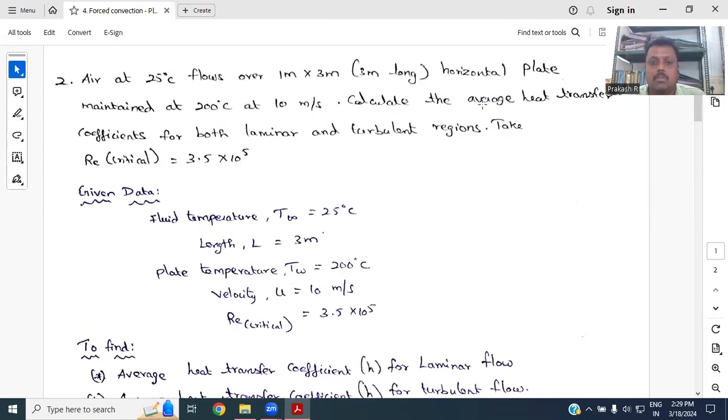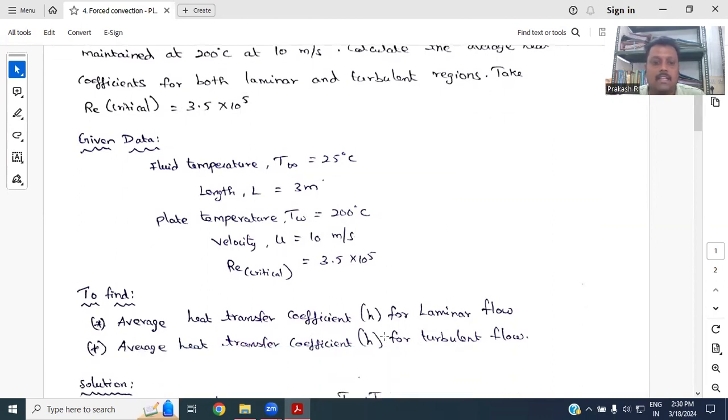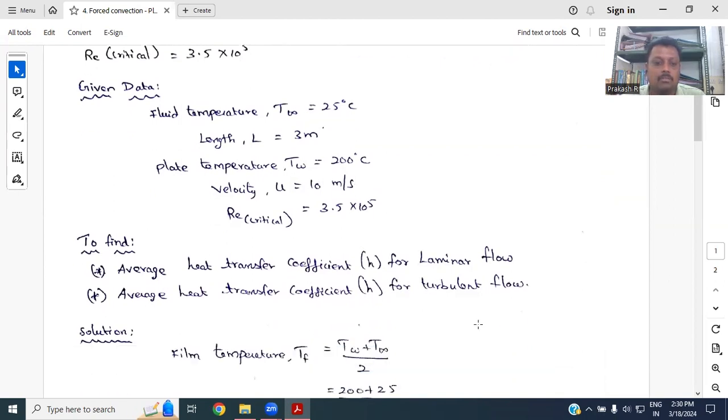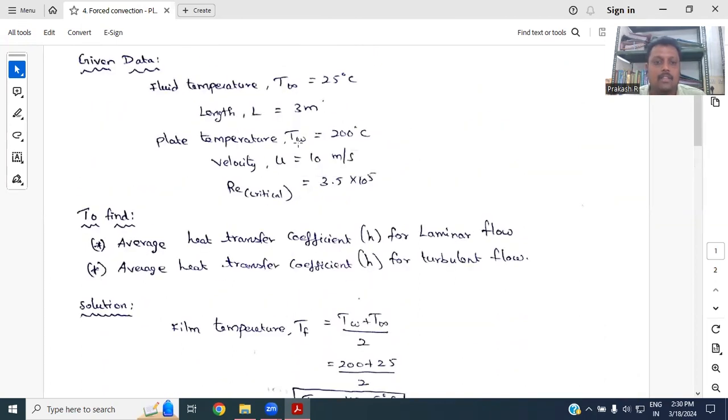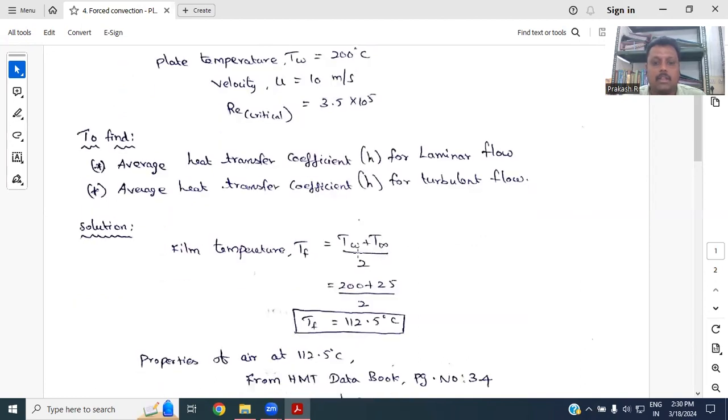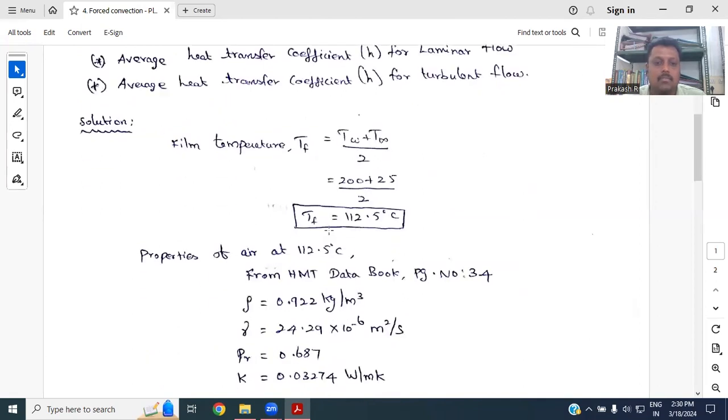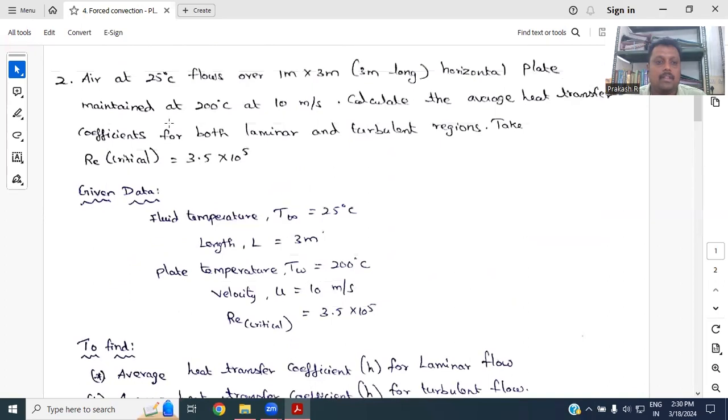And in this problem, we need to calculate the average heat transfer coefficient for laminar and turbulent flow. The average heat transfer coefficient is denoted by h. For all problems, we need to find the Tf value, that is the film temperature, the average of the wall temperature and fluid temperature. Therefore, (TW + T infinity) divided by 2 is (200 + 25) divided by 2, which is 112.5 degrees Celsius.